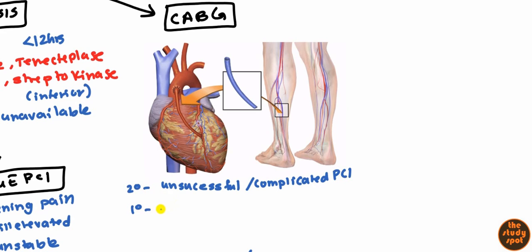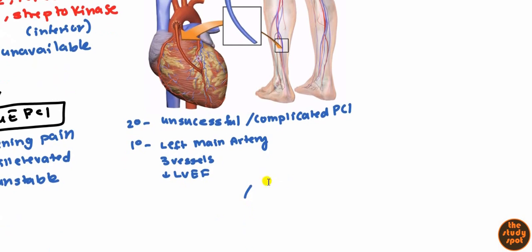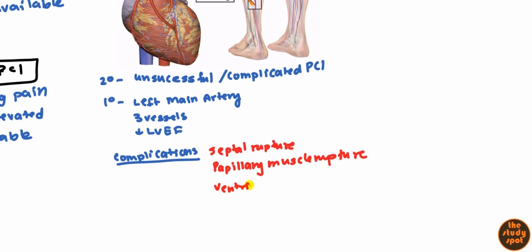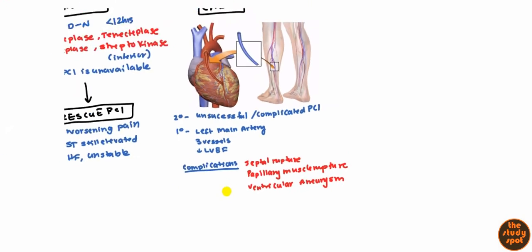Primary reasons: if you do the angiography and you see that the left main artery is involved, or that there are 3 vessels involved, or if there's a severe, low left ventricle ejection fraction. Also, if the patient has an MI and develops certain complications, such as a septal rupture, a papillary muscle rupture, or a ventricular aneurysm, you do want to do a CABG. This is just because you're going to be doing open heart surgery anyways, so you might as well go ahead and do a quick CABG while you're in there.